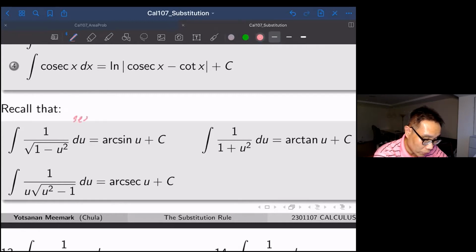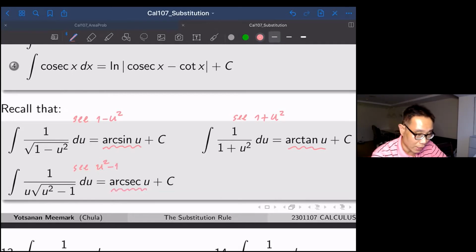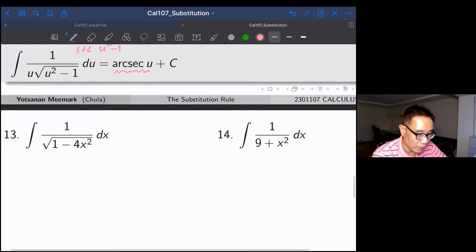So the thing that you see is 1 minus u square in this case, and you see 1 plus u square. When you see 1 plus u square, you think about arctan. When you see 1 minus u square, you think about arc sine. And when you see u square minus 1, you think about arc secant. So this is what you should think.